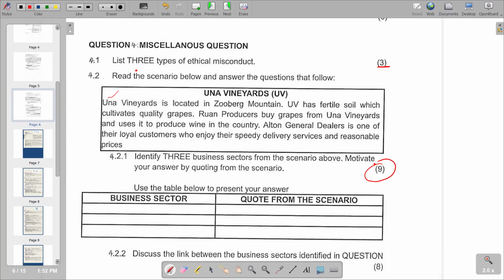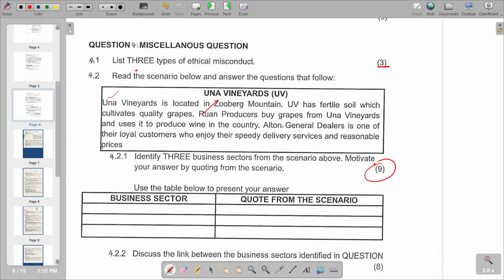Then the second sentence: Rwanda producers buy grapes from UNA vineyards and use them to produce wine in the country. So the production that is taking place, the production of wine from grapes coming from the primary sector, and we know that whenever we have the converting of raw materials into final products, it becomes manufacturing and is part of the secondary sector. So we have the secondary sector on the second sentence.